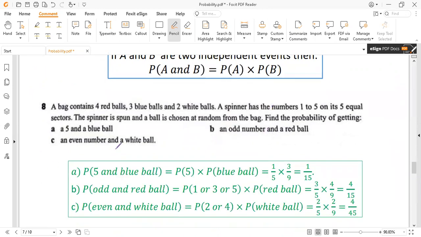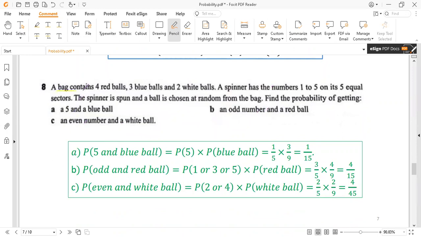Like here, we have a bag that contains 4 red balls, 3 blue balls and 2 white balls, and a spinner that has the numbers 1 to 5. The spinner is spun without any relation, any connection with the choosing of a ball from the bag. So normally, these two events, spinning the spinner and choosing a random ball from the bag, are two independent events. So we can use the product rule.